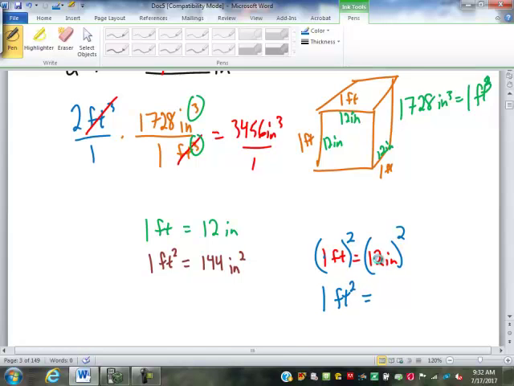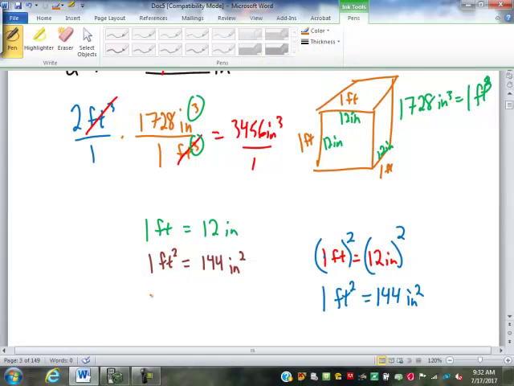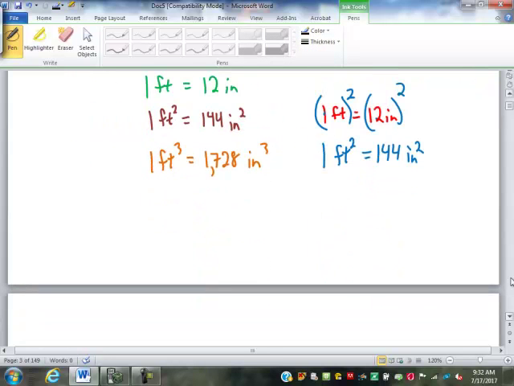Over here, we got to square the number. 12 squared is 144. Then inches squared becomes square inches, or inches squared. And then, of course, for cubic feet, it was 12 cubed, or 1,728 inches cubed. So if I have 324 cubic feet, in your notes, try to figure out how many cubic yards that's going to be.